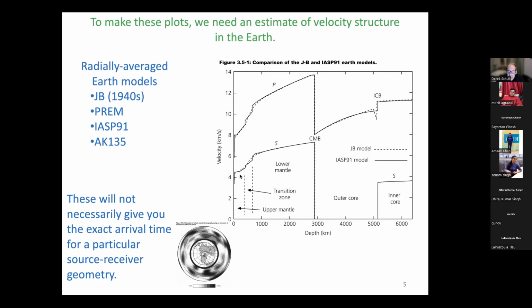And the S wave does something similar, except it drops to 0 at the outer core boundary because the outer core can't have a shear wave. So this will not necessarily give you the exact arrival time for a particular source-receiver geometry. As shown by this plot here, the Earth has a lot of velocity variations within it. And these Earth models are radially averaged Earth models, so they don't take into account three-dimensional heterogeneities.